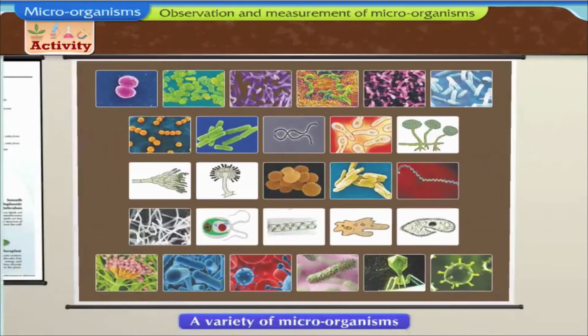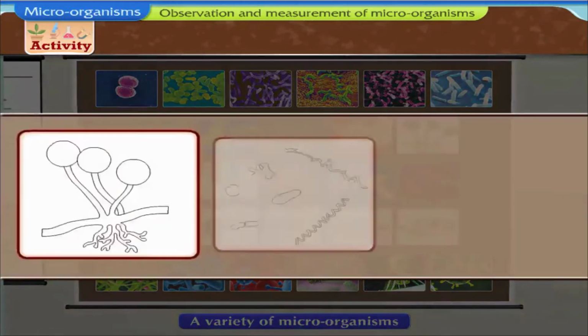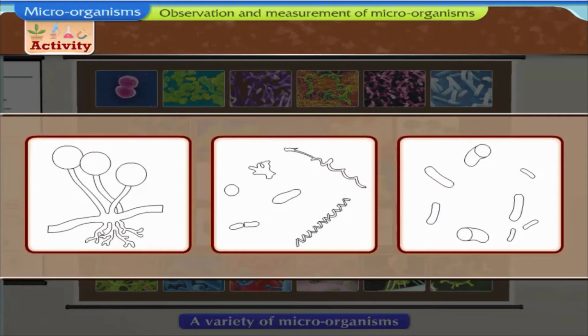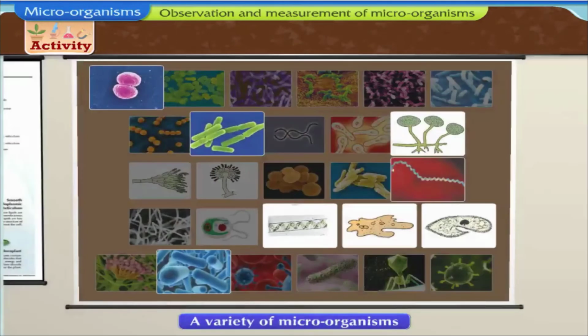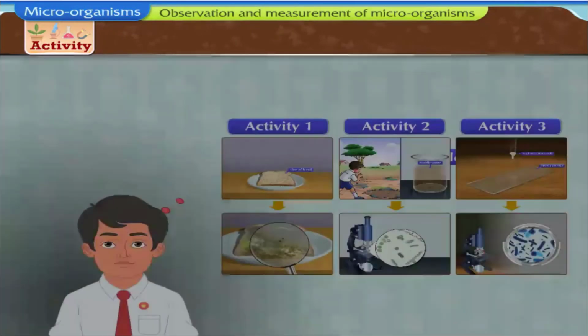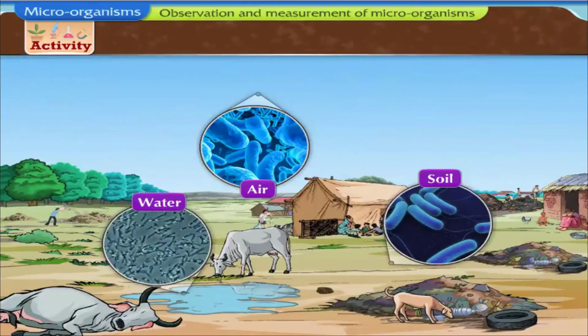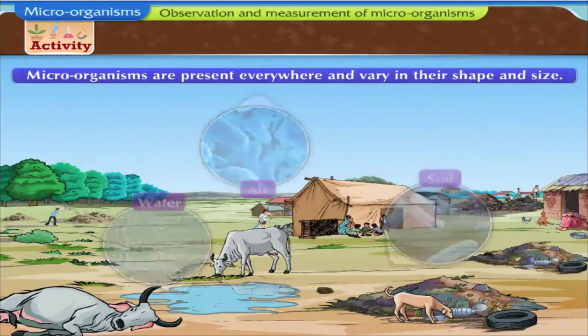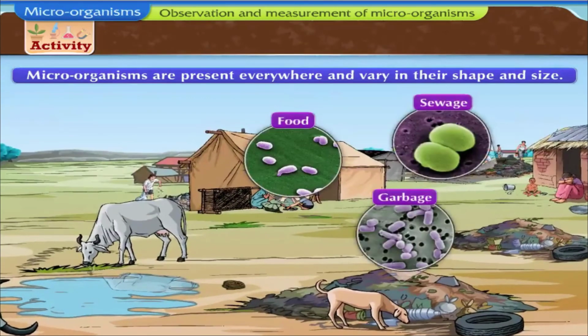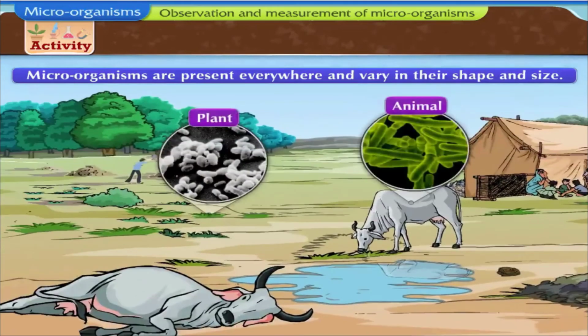This is a chart in which different types of microorganisms are shown. Do you find any of the microorganisms that we have observed under the microscope in this chart? Yes, some of the microorganisms we observed are present in this chart. What do you infer from all these activities that we have performed? We infer that microorganisms are present everywhere and they vary in their shape and size.